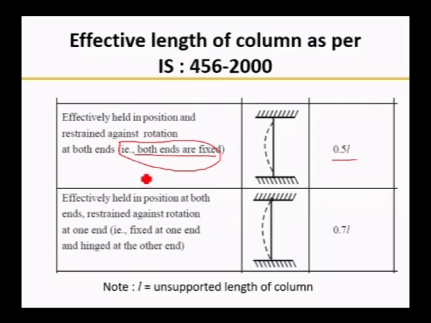The second condition is effectively held in position at both ends. Held in position means it is fixed at both ends, and restrained against rotation at one end. One end is pinned. Pinned means hinged, therefore it can rotate. But one end is completely fixed, no rotation is allowed, and the other end is hinged. When it is hinged, rotation will take place.